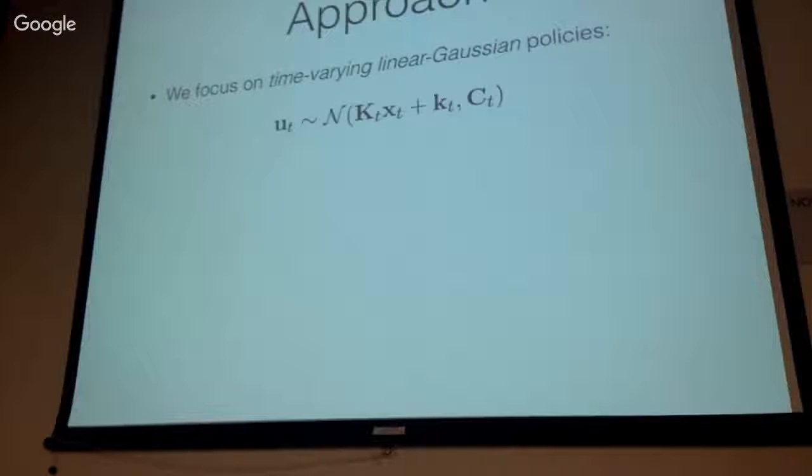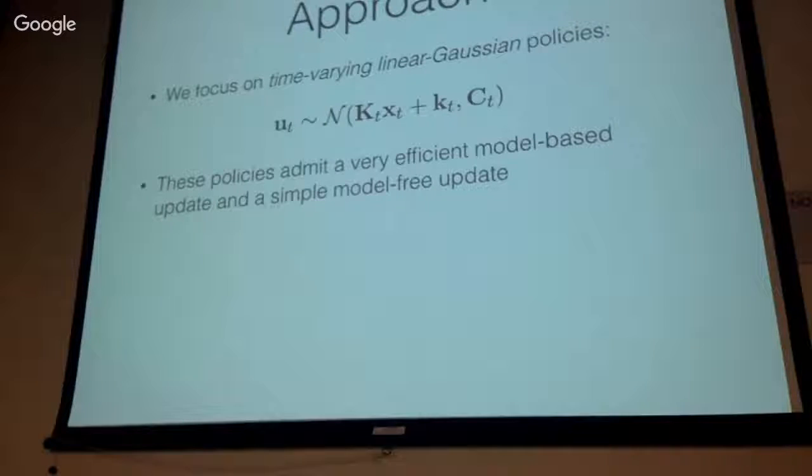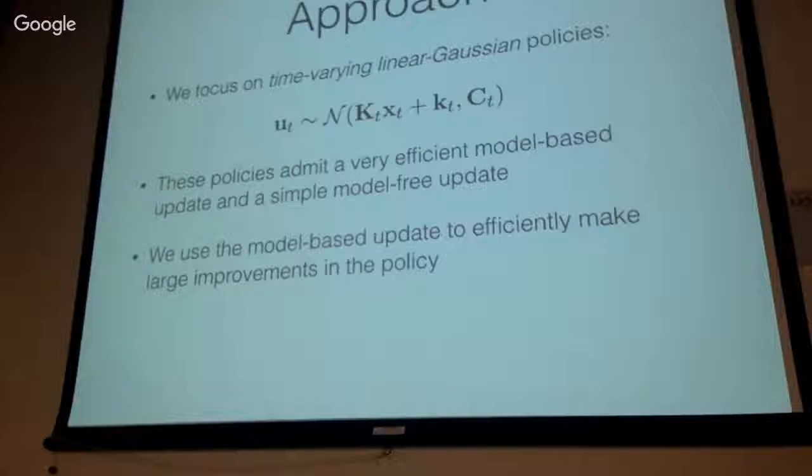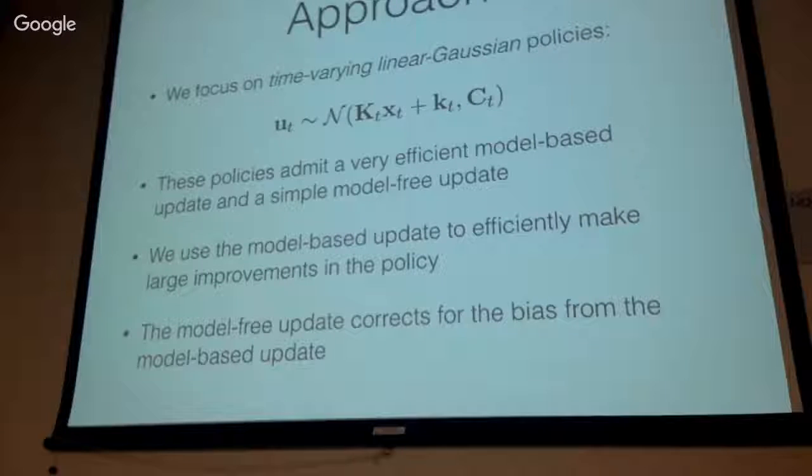So our approach is to focus on a specific policy representation known as time-varying linear Gaussian controllers. The nice thing is that these policies admit a very efficient model-based update and a very simple model-free update that are both easy to combine in order to achieve our final goal. Basically, we use the model-based update to efficiently make large improvements in the policy, while the model-free update corrects for the bias that's introduced by the model-based update.